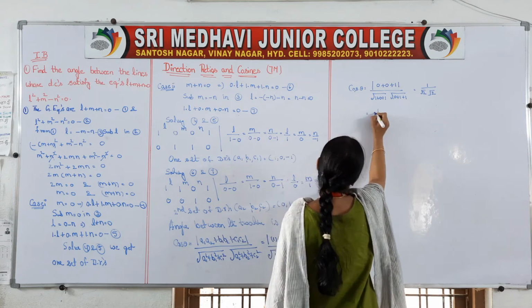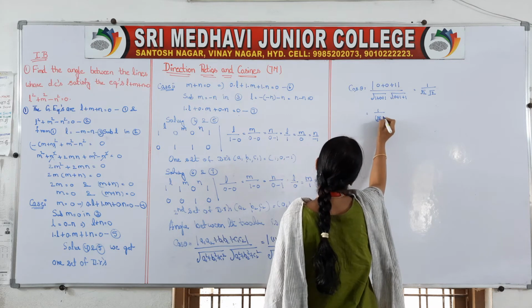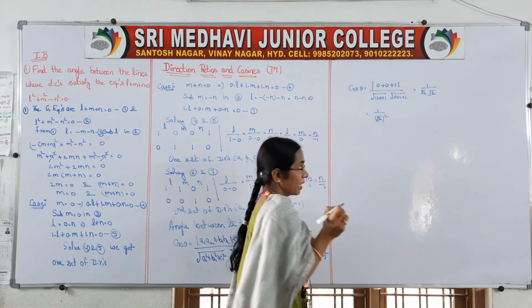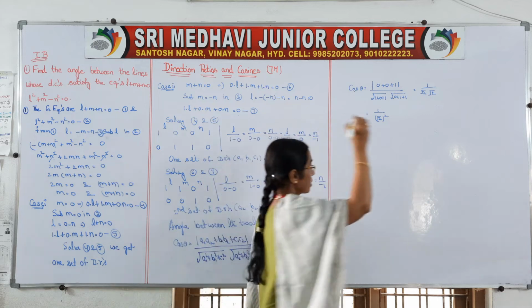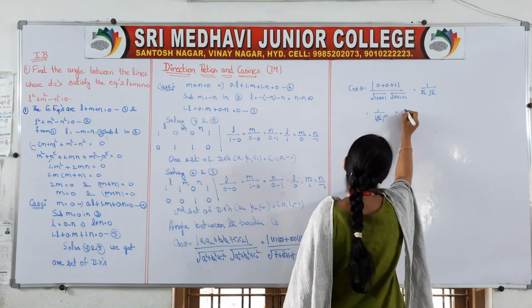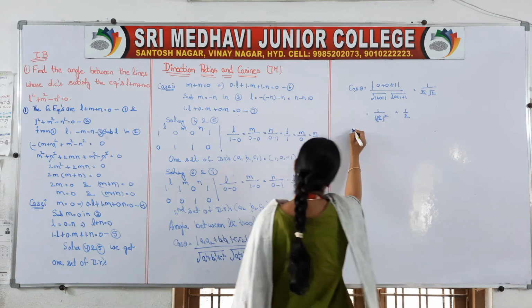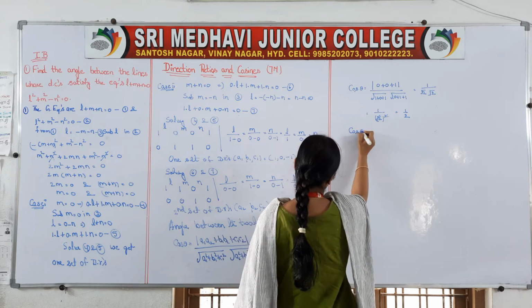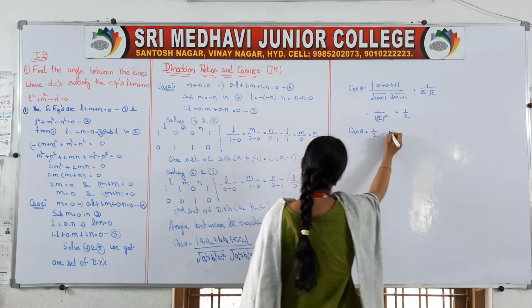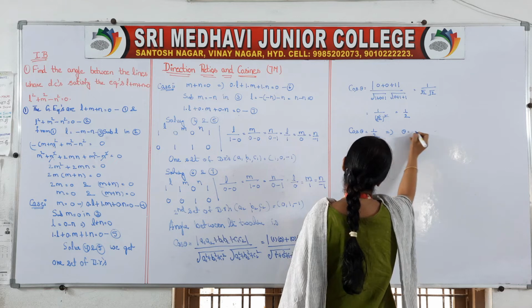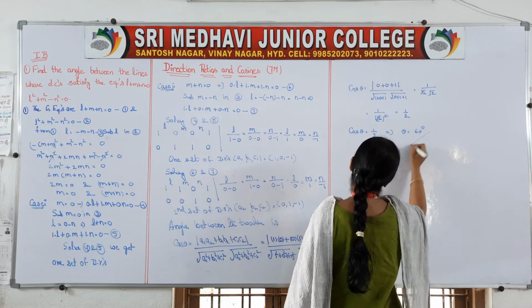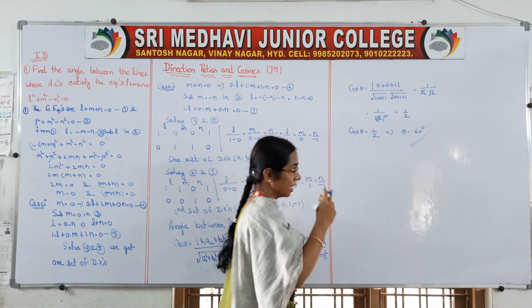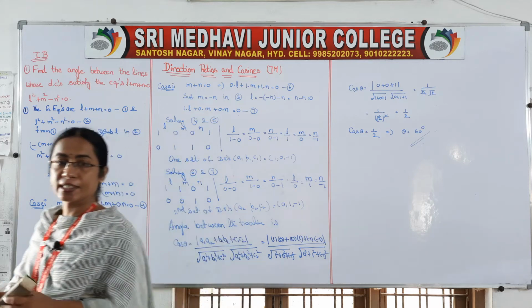So it is 1 by root 2 whole square, it is not plus. So the square root will get cancelled, and it is equal to 1 by 2. So you got cos theta is equal to 1 by 2. Cos of which angle is 1 by 2? 60 degrees. So the angle between the lines is equal to 60 degrees.